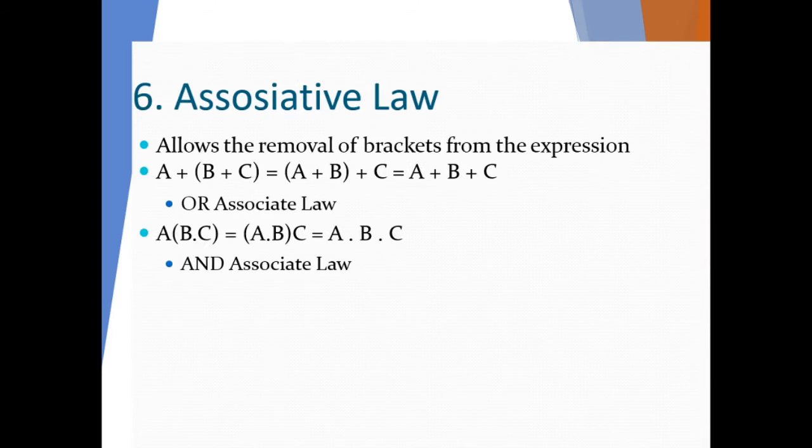Sixth one, associative law. That is, A plus (B plus C) is equal to (A plus B) plus C. That is equal to A plus B plus C. It allows the removal of brackets from the expression. In the same way, A dot (B dot C) is equal to (A dot B) dot C. That is equal to A dot B dot C.